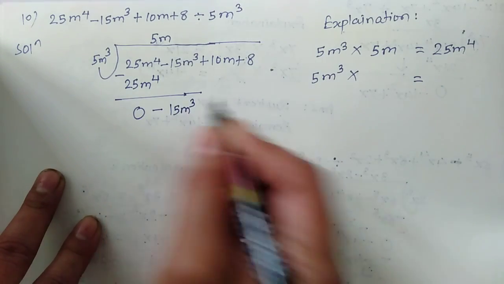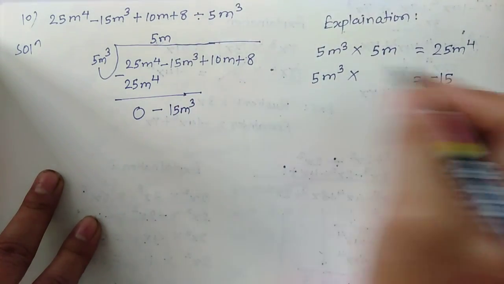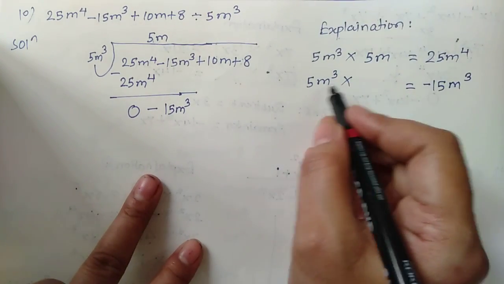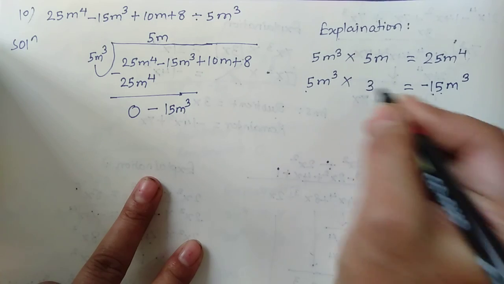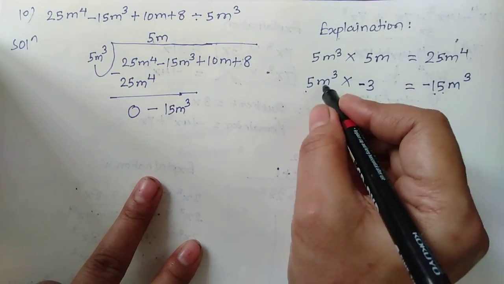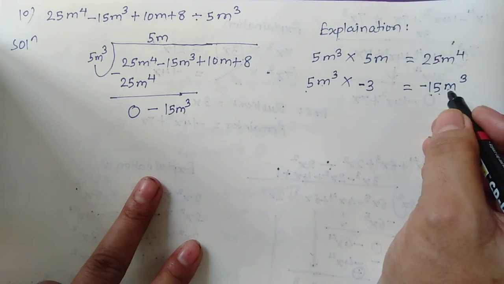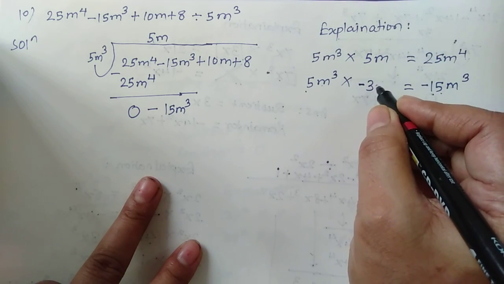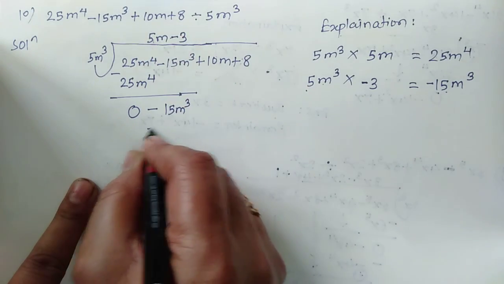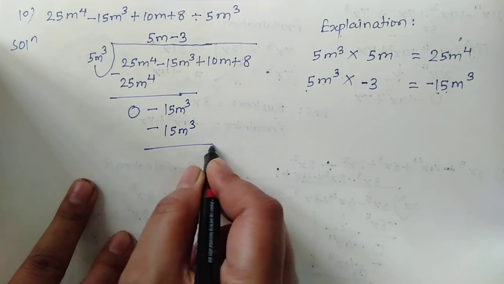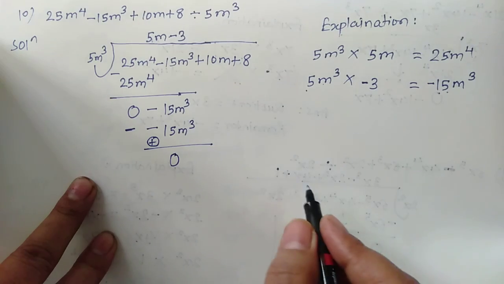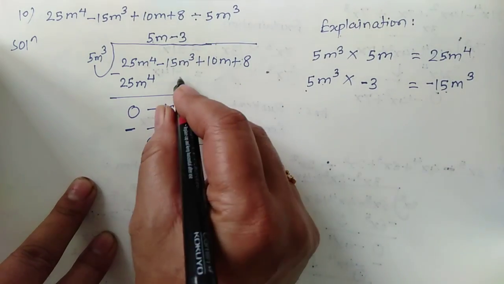Minus 15m cube. So what do we want now? Minus 15m cube. So see the divisor. 5 3s are 15. It is negative. So 5 multiplied by minus 3 is minus 15. Now m cube multiplied by 1 is m cube. So no need to write down the 1 here. So our next multiplier is minus 3. Then we get minus 15m cube. Take the subtraction here. This minus becomes plus. So subtraction is 0.